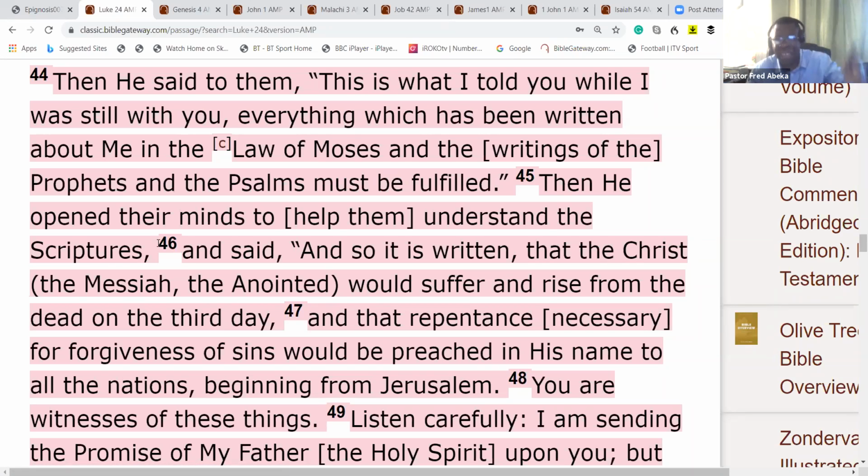Then he said to them, this is what I told you. I was saying it in parables, in typologies, in proverbs, in imageries. You guys did not catch it.